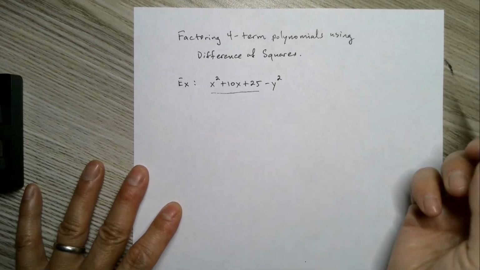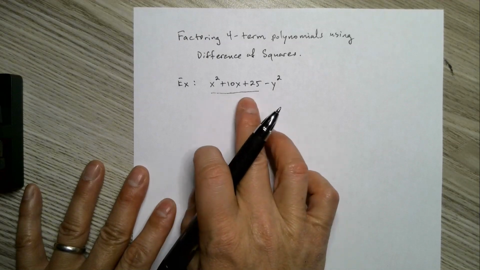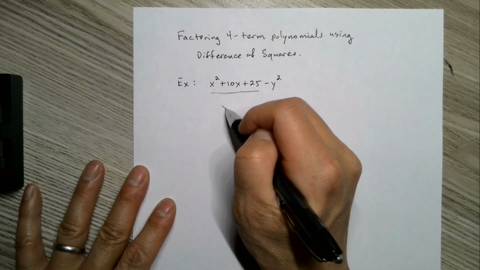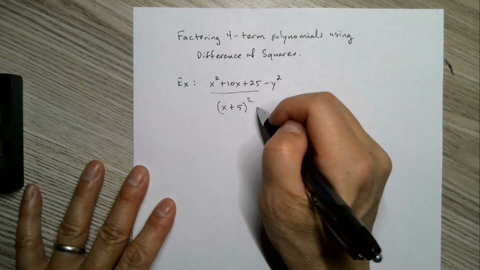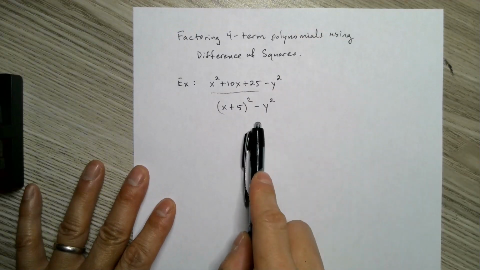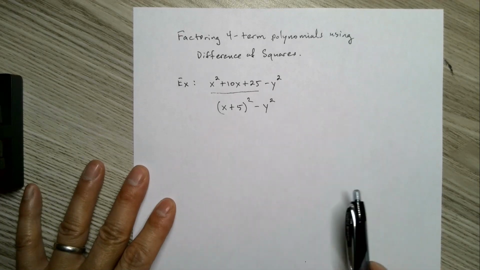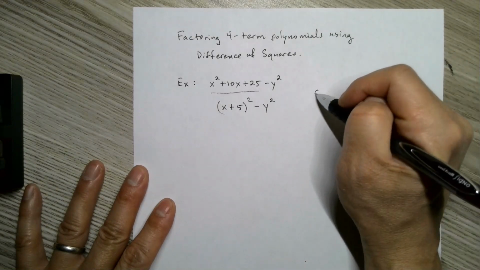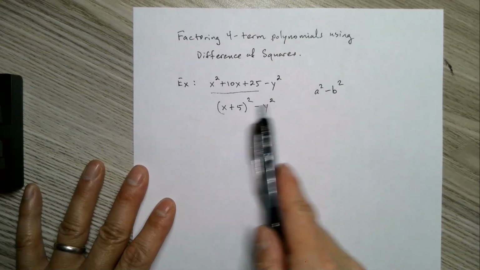I'm going to look at these 3 terms as one entity, because that's a perfect square trinomial right there. So I can factor that trinomial like so, and I won't do anything with the minus x squared just yet. I just want you to see that after factoring that trinomial, I have a difference of squares, and it's in the form a squared minus b squared. That's how I know it's a difference of squares. But in this case, the a is actually x plus 5.